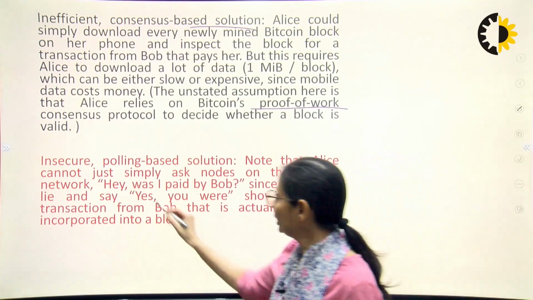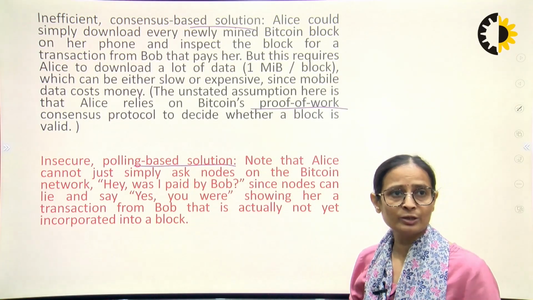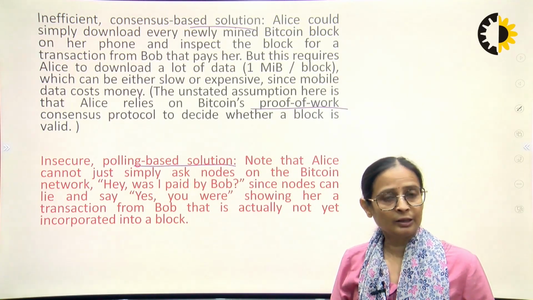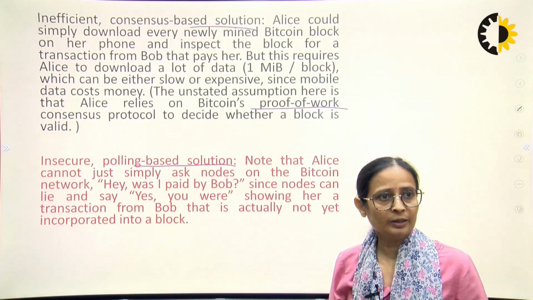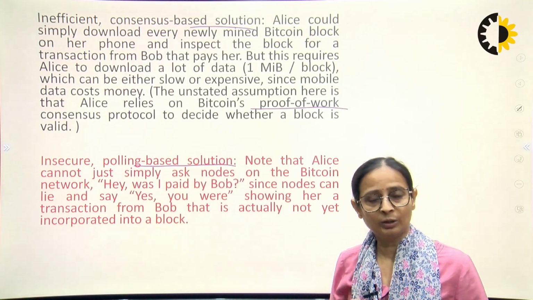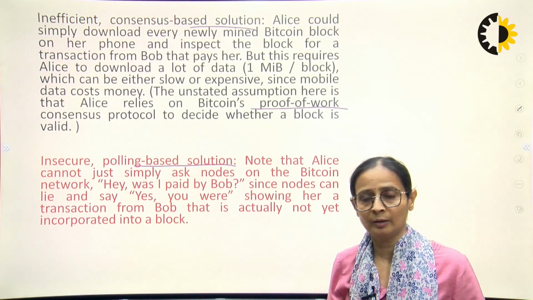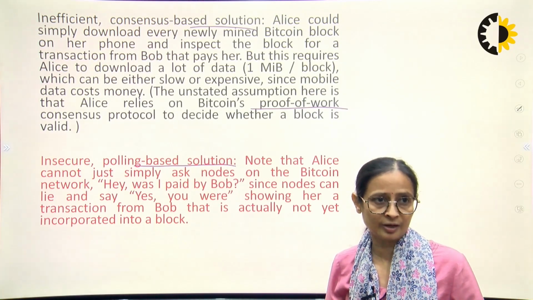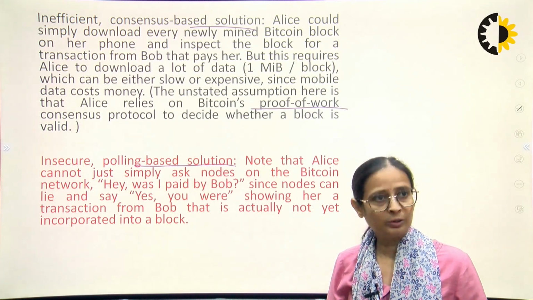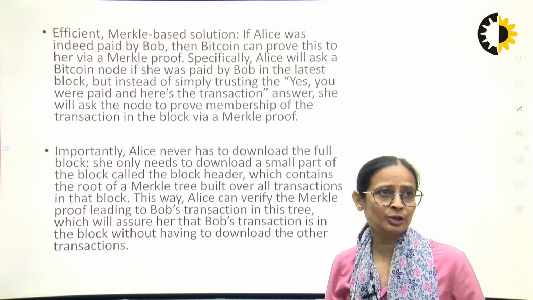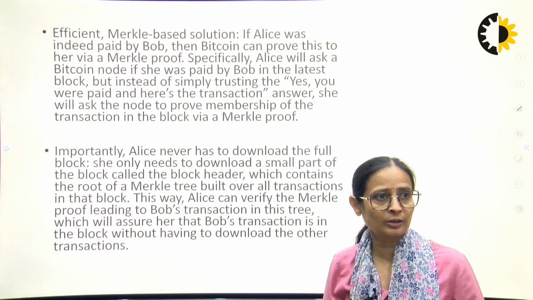If I use the polling based solution, that is voting based solution, then again, if some of the nodes have become corrupted and say, okay, I am the one and this transaction has been paid by Bob, although Bob hasn't done any kind of transaction, then again it would be a problem. So the best solution in this case is the Merkle based solution.